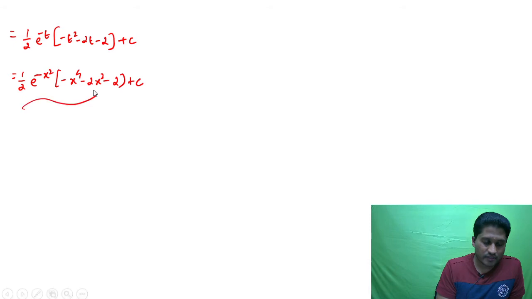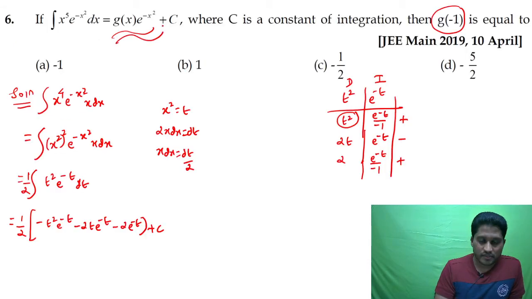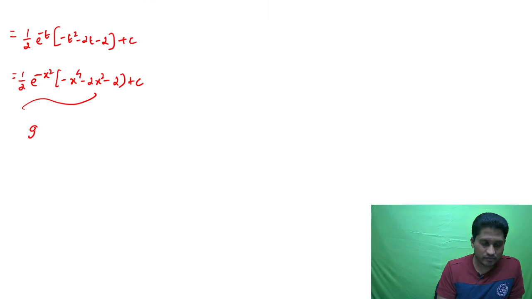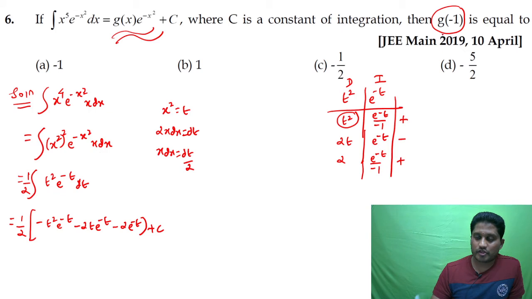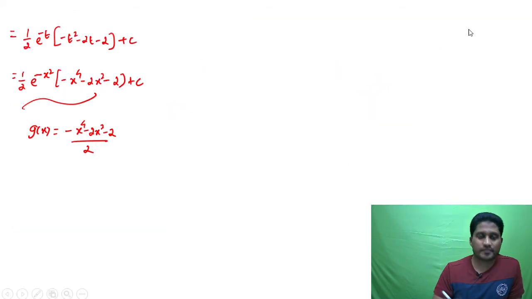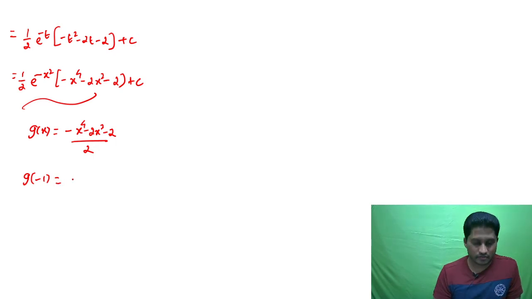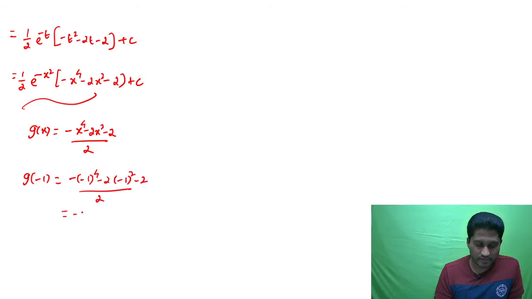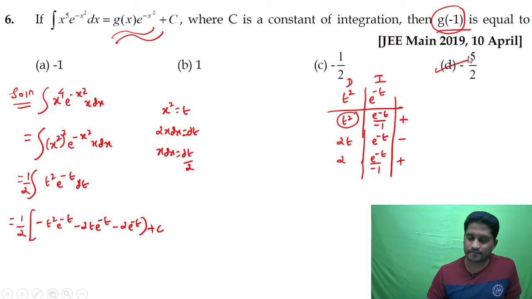Now you compare this with the question. So g of x will be equal to minus x to the power of 4 plus 2x square plus 2, the whole divided by 2. I am supposed to find the value of g of minus 1. Once I get g of x, obviously g of minus 1 I will get. Replace x by minus 1: minus, minus 1 power 4 plus 2 into minus 1 the whole square plus 2, upon 2. So this is minus 5 by 2. That's the answer guys. Answer will be option D.